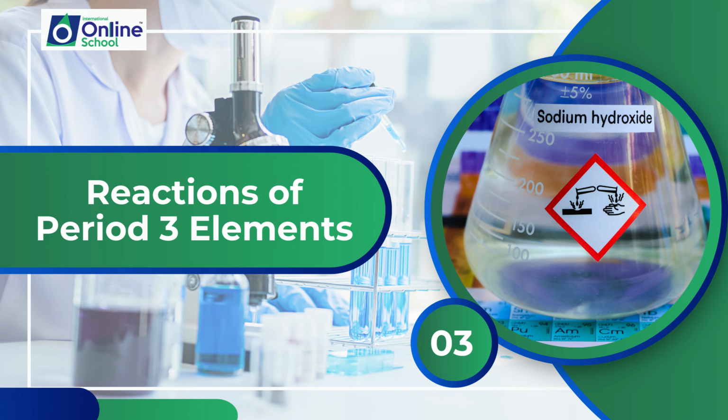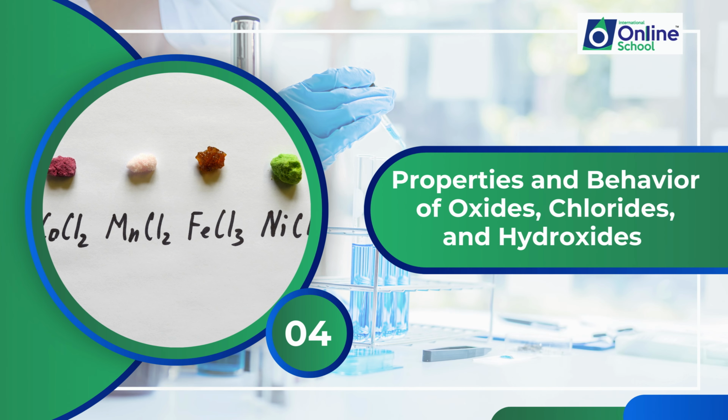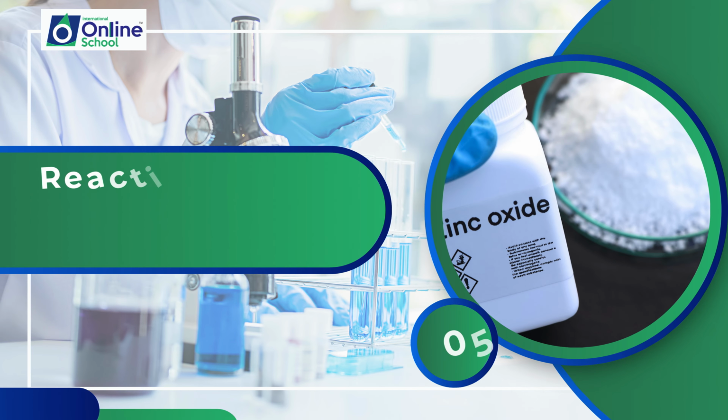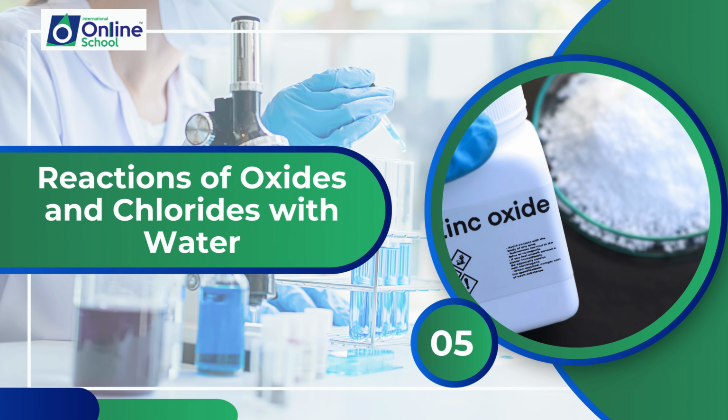Here, you'll apply your knowledge by describing the reactions of period 3 elements with water, oxygen, and chlorine. This practical understanding will deepen your comprehension of the chemical behavior of these elements. Building on the previous lesson, you'll learn to describe the physical properties and acid-base behavior of oxides, chlorides, and hydroxides of period 3 elements. In this lesson, you'll further your understanding by describing reactions of oxides and chlorides of period 3 elements with water. This knowledge is essential for a comprehensive understanding of the chemical behavior of these compounds.